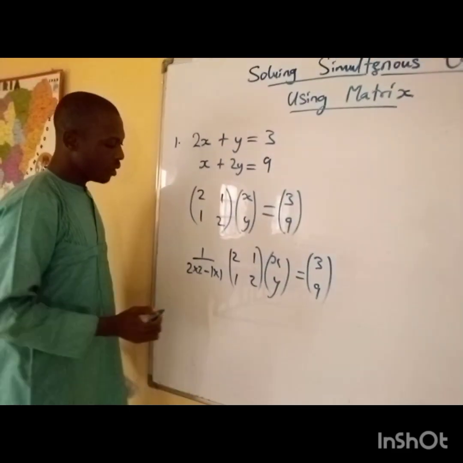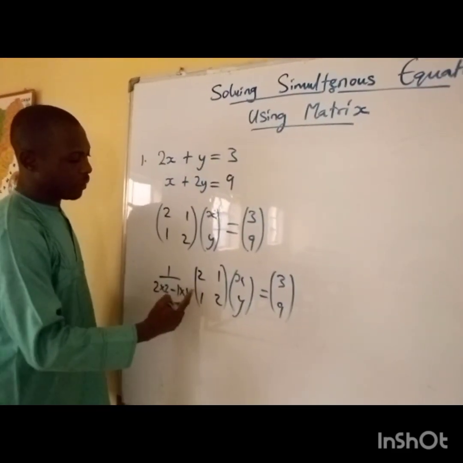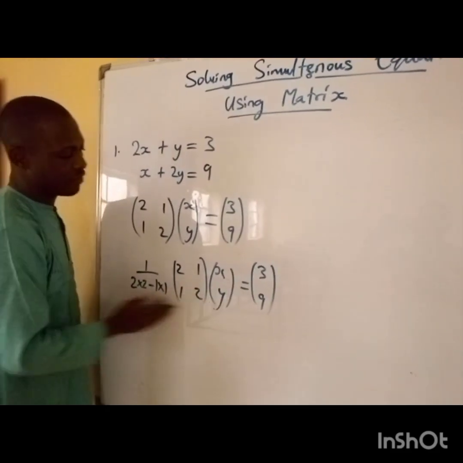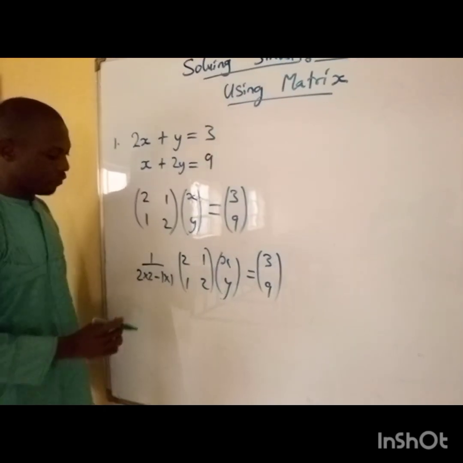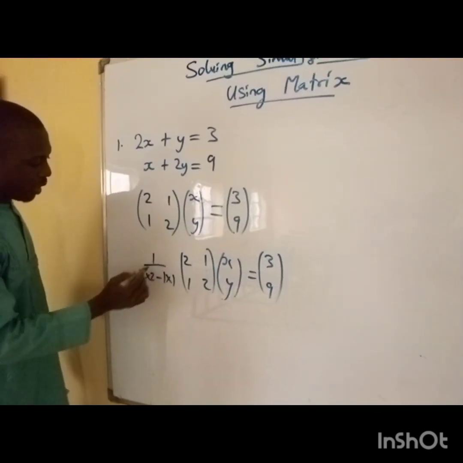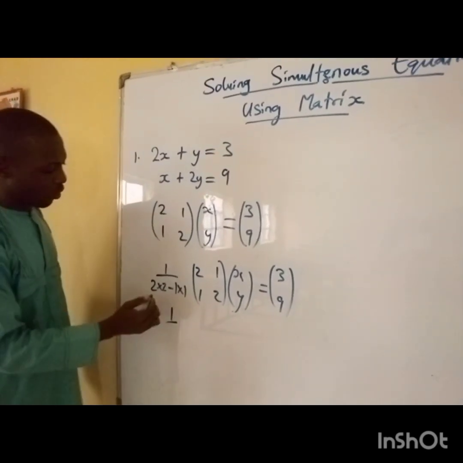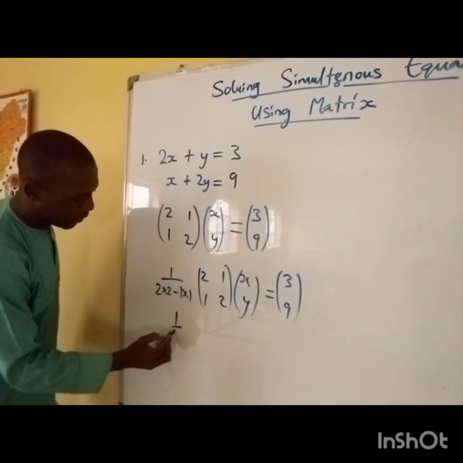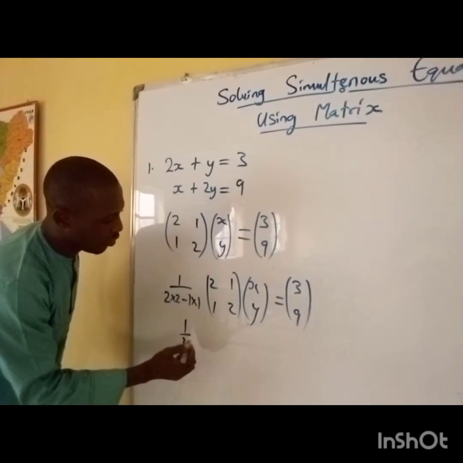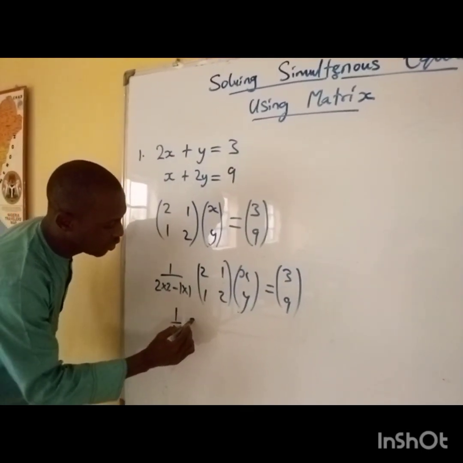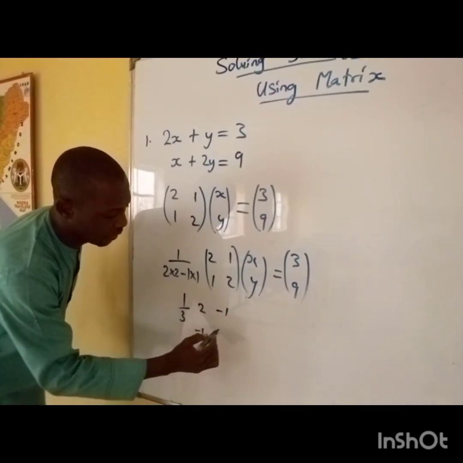Now, we'll multiply each side, the left hand side and the right hand side, by the inverse form of this matrix. So 1 all over 2 times 2 is 4 minus 1 gives us 3. So 1 over 3 times the inverse form of this, which is 2, minus 1, minus 1, 2.